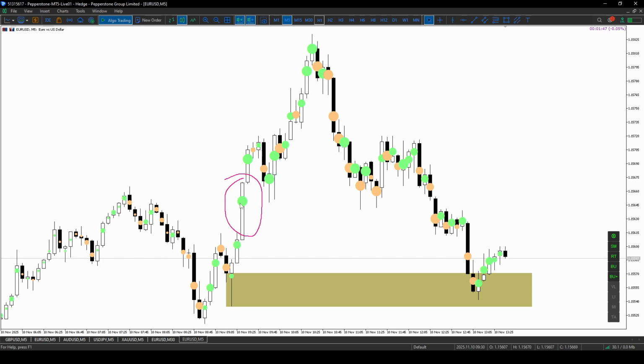And you can see the beauty of this smart volume activity indicator. This is the big candle, this is the big candle, and this is another big candle, smaller than the previous one, but both are showing medium trades. So it's not about the candles anymore, it's all about the volume, guys.